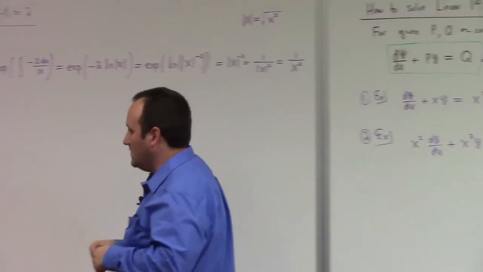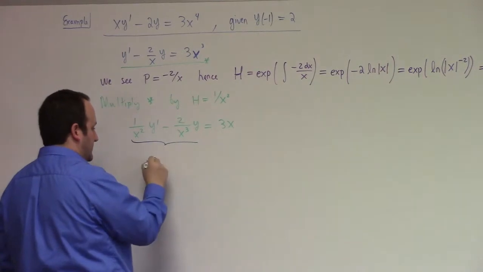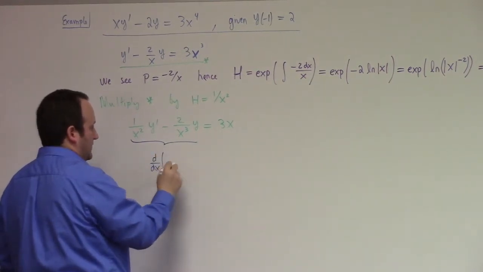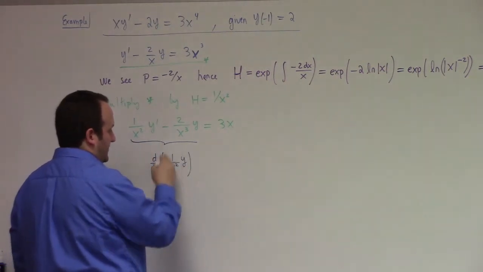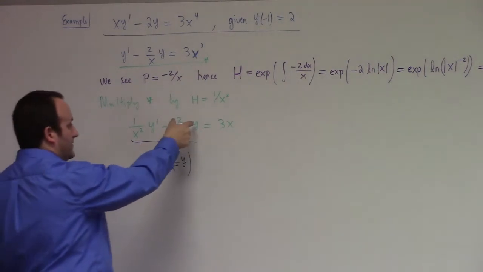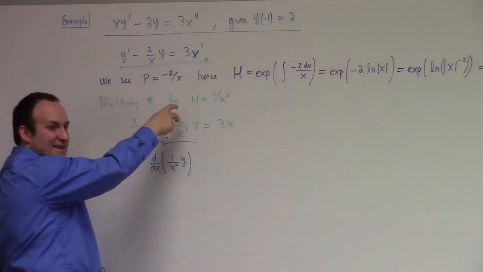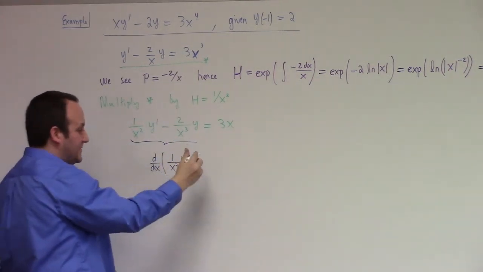Now, okay, let's think through this. Is this, in fact, the derivative with respect to x of 1 over x squared times y? Is that valid? What's the derivative of 1 over x squared? Right, minus 2 over x cubed, which is what we have right up here, thanks to the conniving of the integrating factor, right? So we get the reverse product rule. This is equal to 3x.